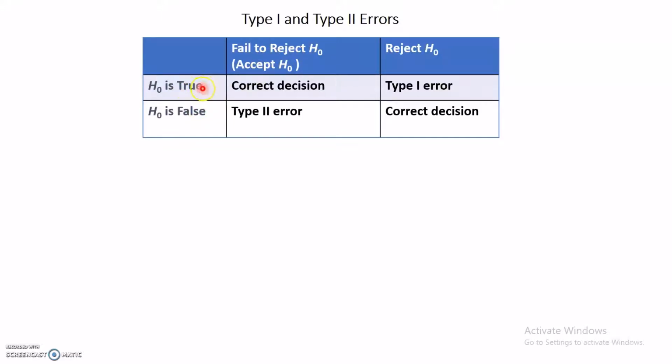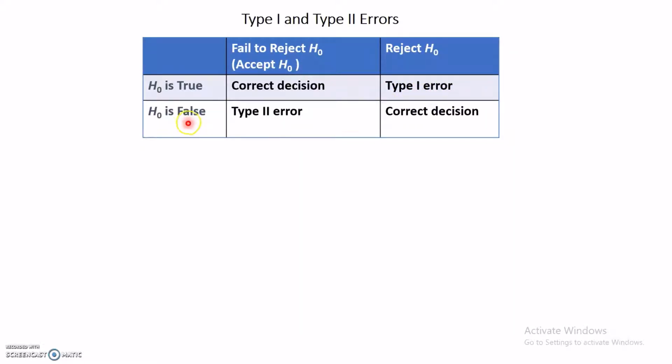Let us suppose we have a null hypothesis which is true and we reject that. In such a case, we have committed a type 1 error. So what is a type 1 error? A type 1 error occurs when you reject the null hypothesis which is actually true. So the null hypothesis is true and you are rejecting it, which means you are committing a type 1 error.